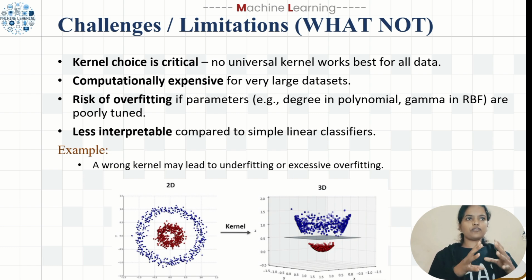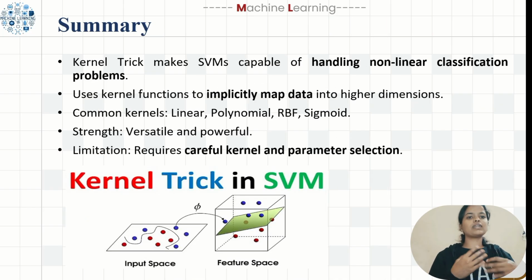Then there is the risk of overfitting if parameters are poorly tuned, as we can see in the diagram, there is overfitting. The wrong kernel may lead to excessive overfitting. Then it is less interpretable compared to simple linear classifiers. We can interpret the simple linear classifiers in SVM easily, but we can't interpret the kernel functions simply.